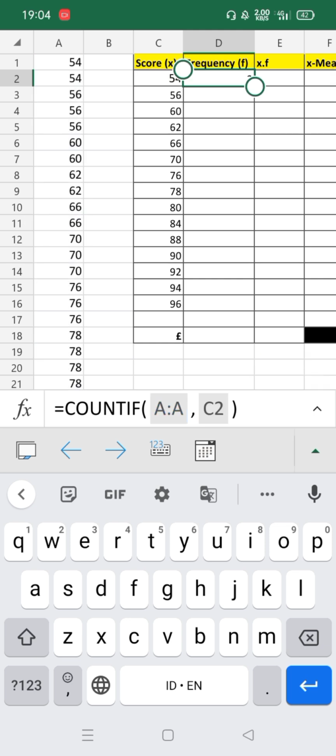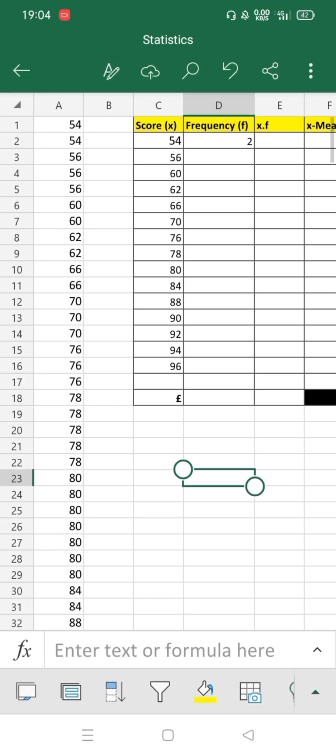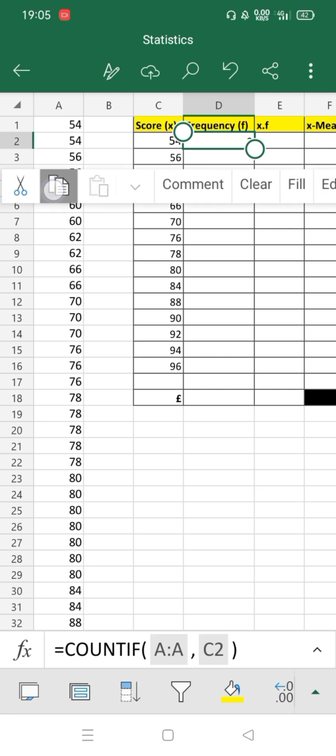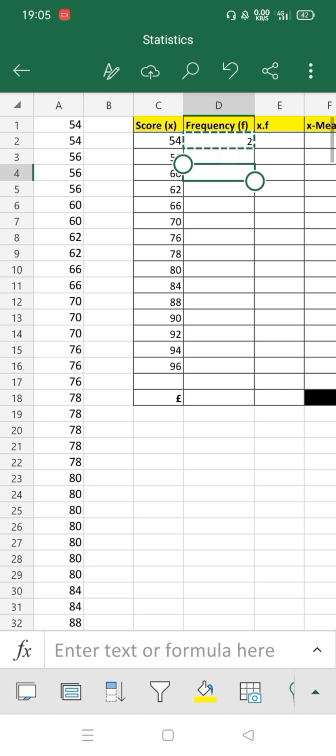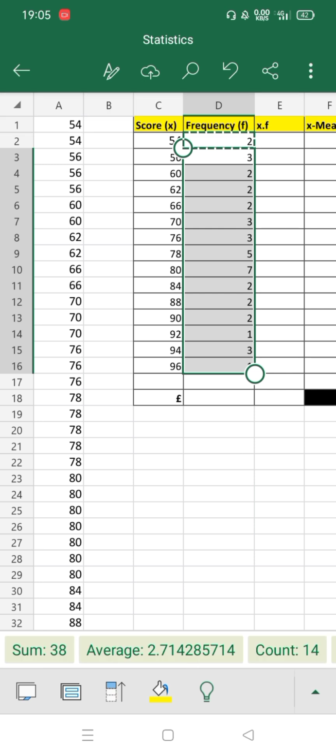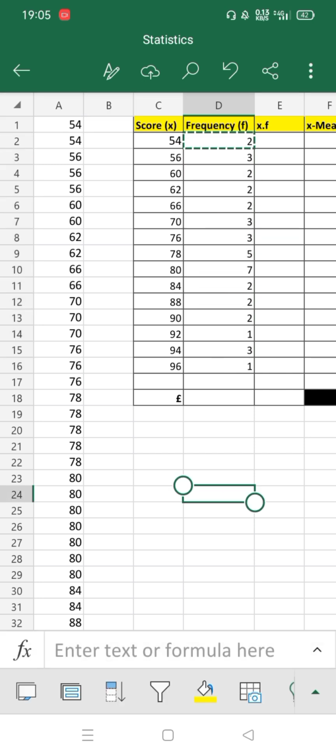Click 54, and yes, we have our number, 2. For easier work, if you use a laptop or a computer, you can drag, but since it is Android Excel, we must copy and paste. And we have the numbers here, and the last thing we have to do is to count.